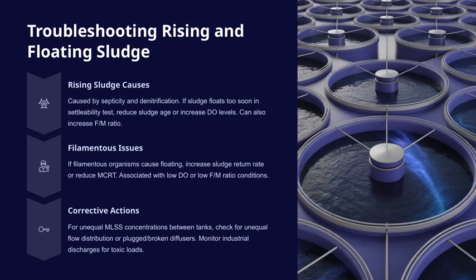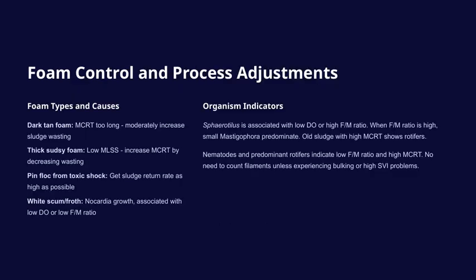Finally, let's look at some corrective actions. If you notice unequal MLSS concentrations between tanks, it's important to check for uneven flow distribution or possible blockages or broken diffusers. Also, keep a close eye on industrial discharges, as toxic loads can disrupt the microbial balance and cause issues like floating sludge. All these steps are part of a broader approach to maintaining healthy sludge settleability and overall system performance. Let's take a closer look at foam control and how process adjustments can help us manage it effectively.